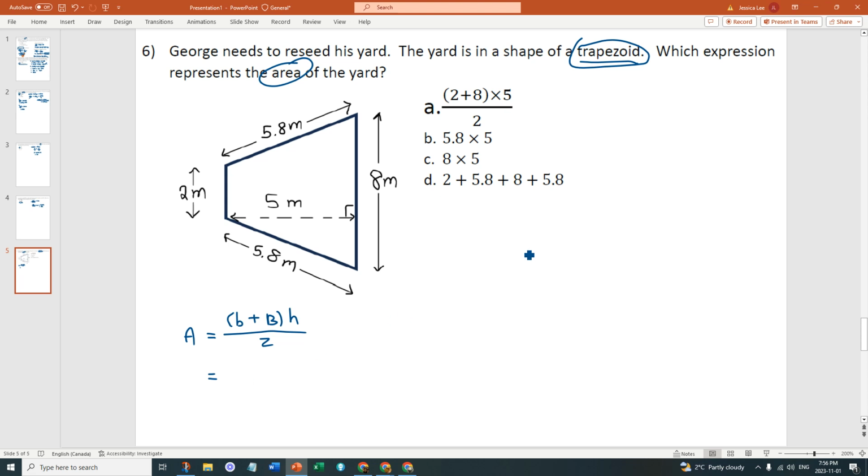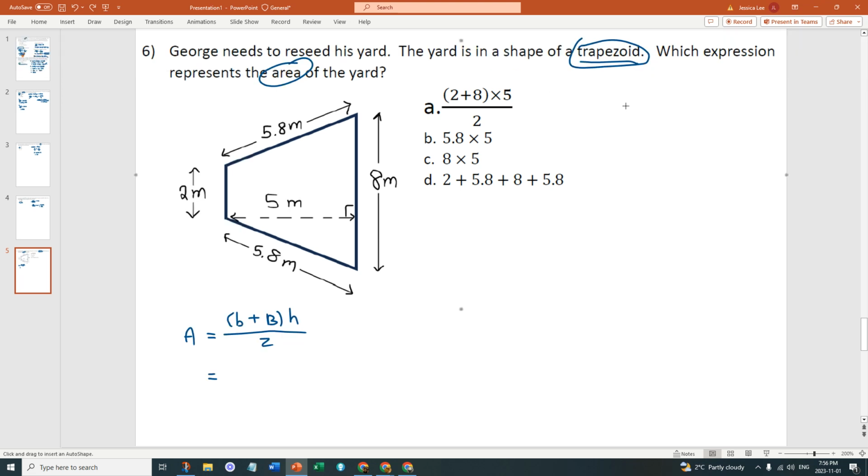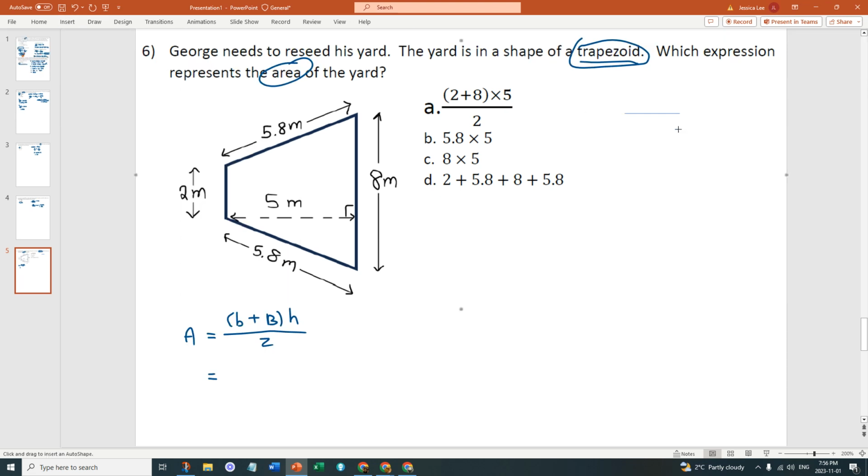For that, you need to understand what a trapezoid is. A trapezoid is when you have two parallel sides and the other two sides are not parallel. Let me try to draw it better with a line. Two parallel sides. Parallel means that the two sides are not getting further away from each other or closer to each other.